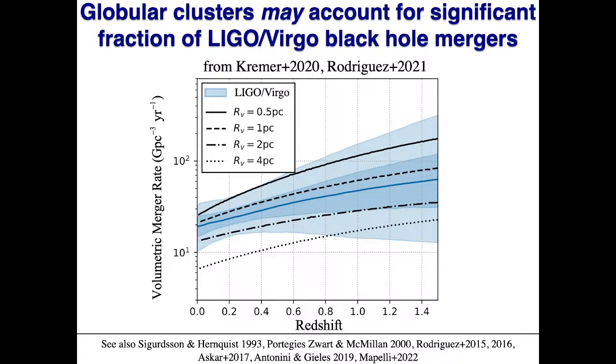So as you can probably guess intuitively, the more compact the cluster is initially, the more dense it is, the more mergers you get. So you can see that the most compact clusters produce the most mergers. But the LIGO-Virgo rate is the inferred rate from population analysis. So that is the rate.